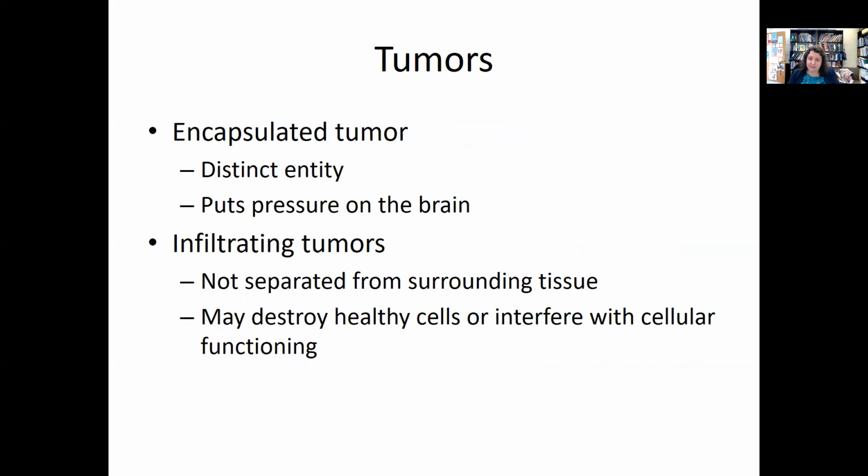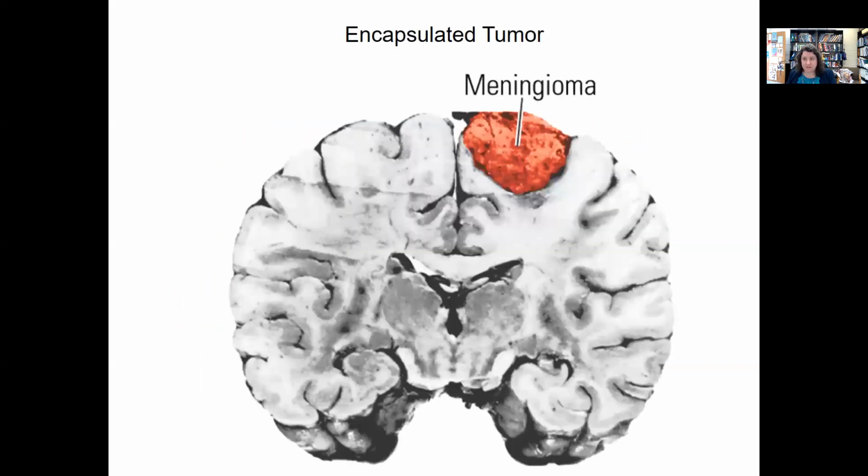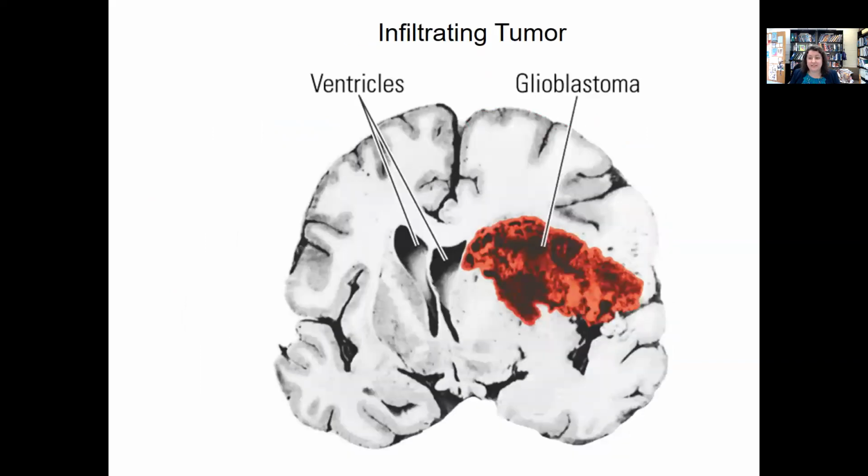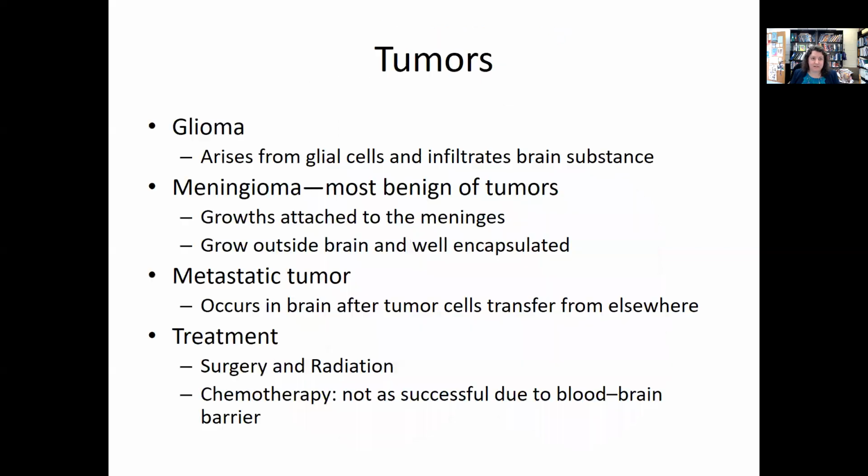You can have encapsulated tumors that are distinct entities that put pressure on the brain, or you can have infiltrating tumors that aren't separated from the surrounding tissue and can destroy healthy cells. So here's what that encapsulated tumor might look like. Here's the infiltrating, and you can see how insidious it is going through the brain.